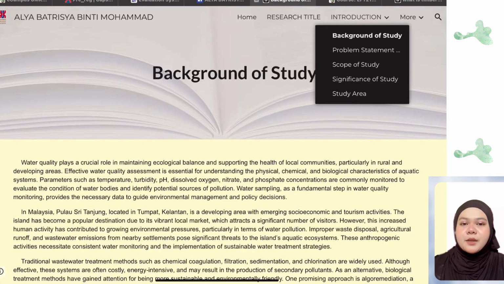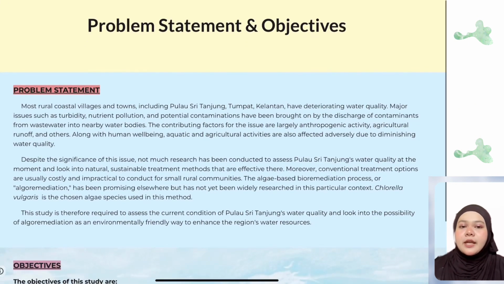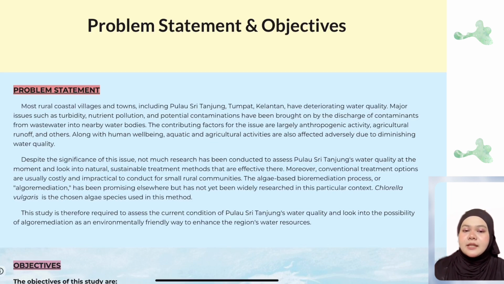We've moved to the problem statement. Most rural coastal villages and towns, including Pulau Tanjung, Tumpat, Kelantan, have deteriorating water quality. Major issues such as turbidity, nutrient pollution, and potential contaminants have been brought on by the discharge of contaminants from wastewater into nearby water bodies. The contributing factors for the issue are largely anthropogenic activity, agricultural runoff, and others.